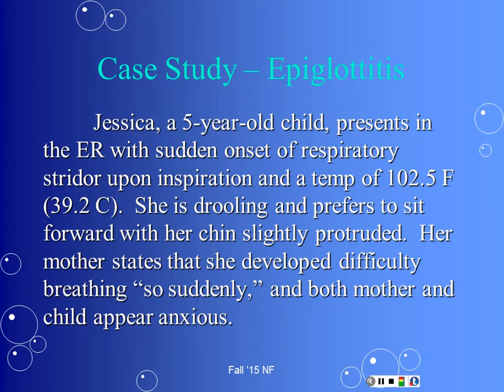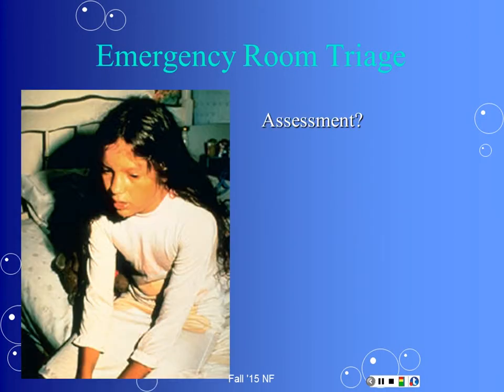All right, so this kid is drooling and prefers to sit forward with her chin slightly protruded, so that whole tripoding position. Her mom states she developed difficulty breathing so suddenly, and both the mom and child appear anxious. So this is a very quick, elevated high fever, issues with breathing, very sudden.